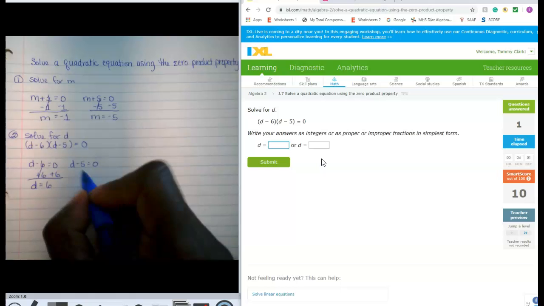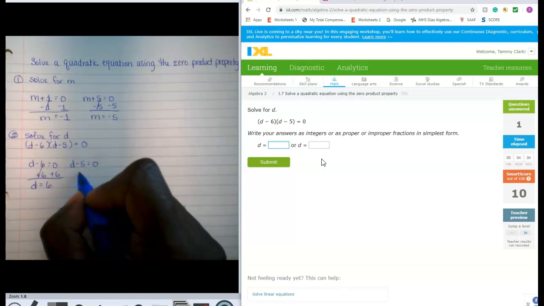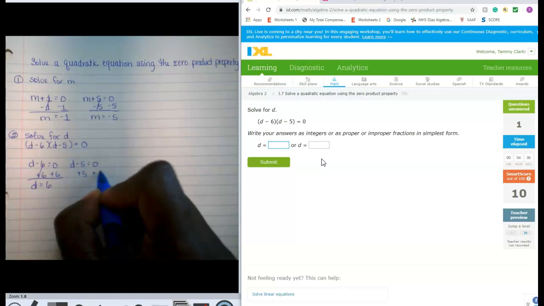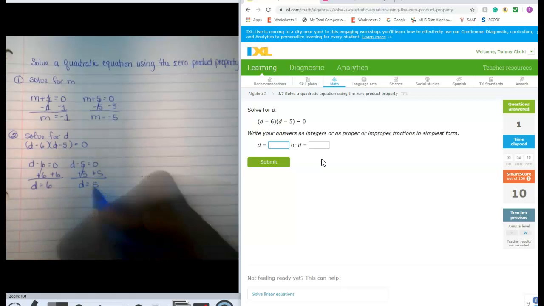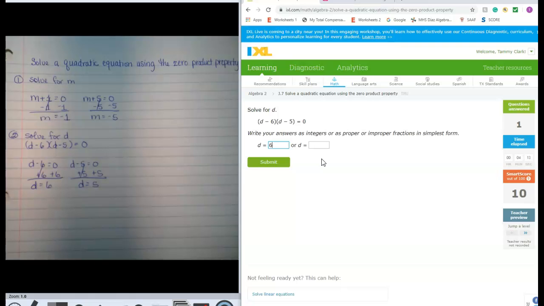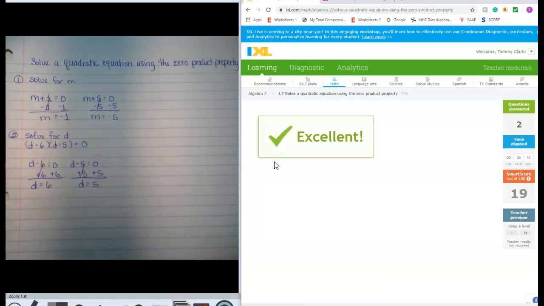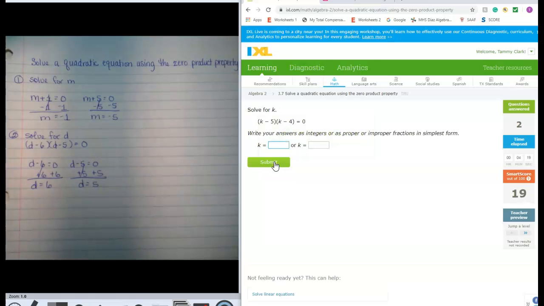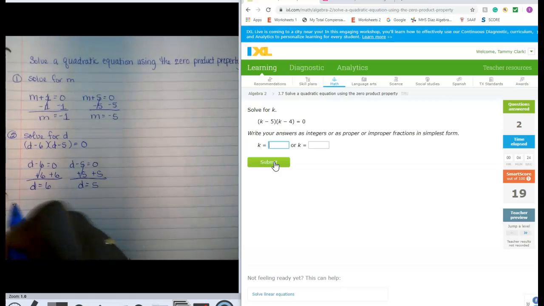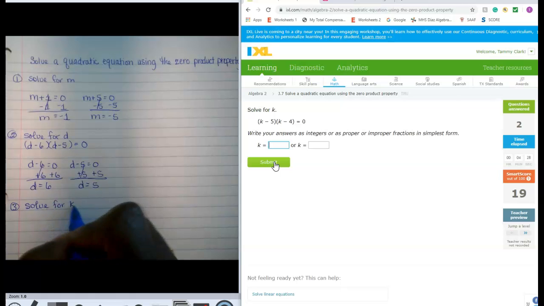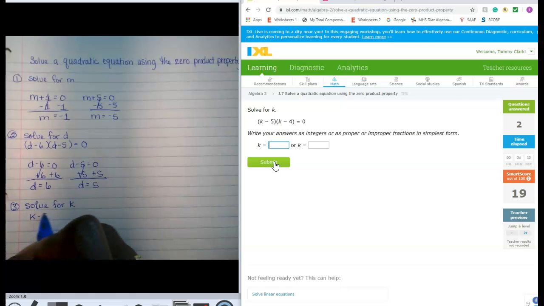For the other binomial, I have a negative 5, and to eliminate negative 5, I have to add 5 to both sides of the equation. So d is also 5. So I just type that in, 6 and 5. I'm going to go ahead and focus this a little. Number 3, we are asked to solve for k. And we've got k minus 5 times k minus 4.